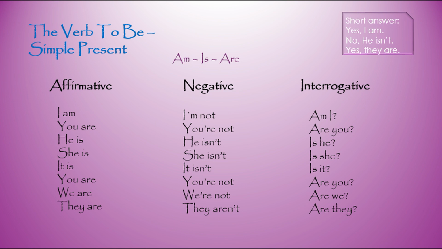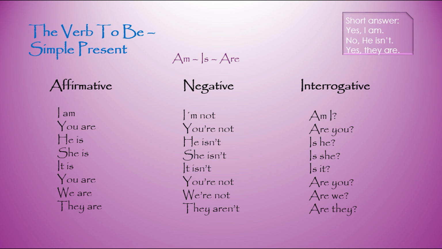For example, I am not your friend. It is not windy. You're not at the office. Last but not least, interrogative sentences are formed by placing the verb be at the beginning of the sentence, followed by the subject and complement. For example, are you nuts? Is it okay? Are we still friends?